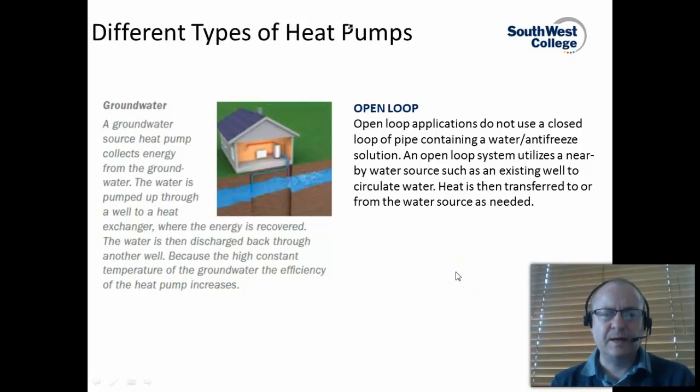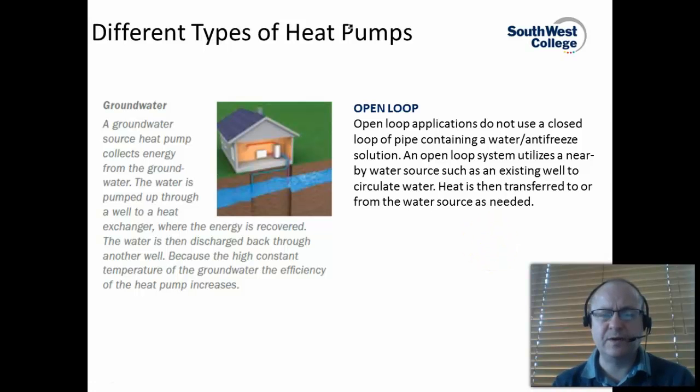There's also groundwater source heat pumps that collect energy from the groundwater. Basically, water is pumped up through a well to a heat exchanger where the energy is removed, and then the water is discharged back through another well. Because of the high constant temperature of the groundwater, the efficiency of this type of heat pump increases. Now, these are what would be known as open loop architecture.